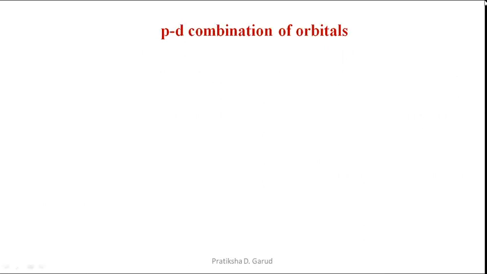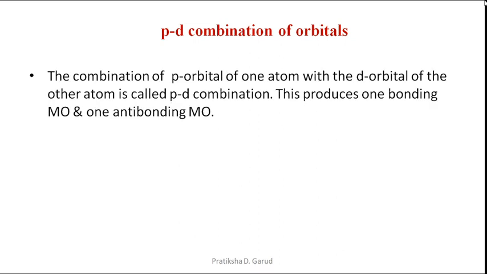Let us move to the next type of combination. The next type of combination is the pd combination of orbitals. So as the name suggests, there is one p orbital and one d orbital. The combination of a p orbital of one atom with a d orbital of the other atom is known as the pd combination. Again, as there are two atomic orbitals, they result in the formation of two molecular orbitals. Out of the two molecular orbitals, one will be bonding, another will be anti-bonding.